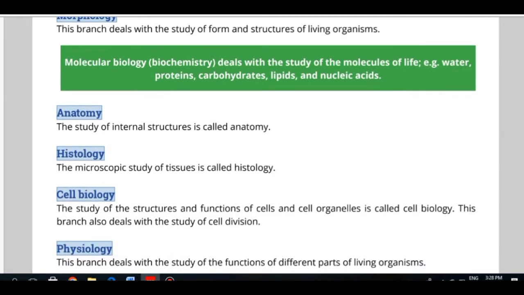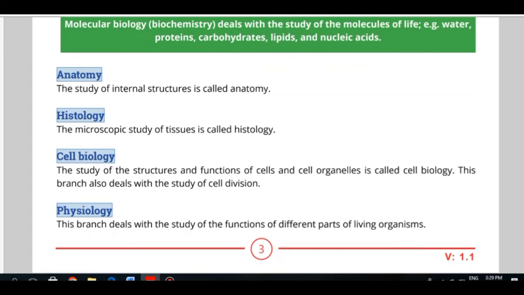So the next branch is anatomy. It deals with the internal structures of the body, and is called anatomy. Then histology, the microscopic study of the tissues, is known as histology. Then we have cell biology. The study of the structures and functions of the cells and the cell organelles is called cell biology, and this branch also deals with the study of cell division.